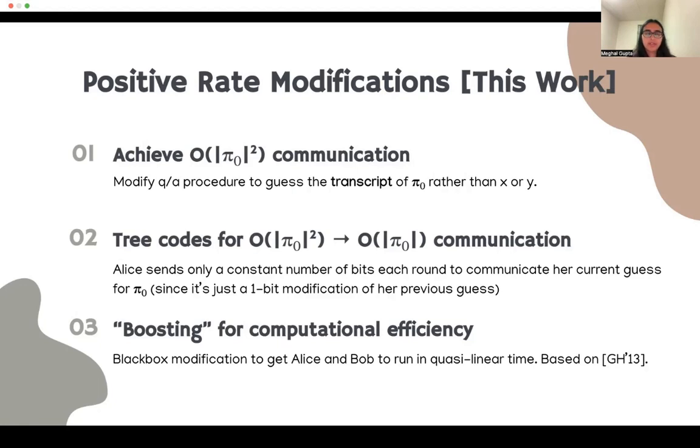The second step is going to be to use tree codes to go from pi naught squared to pi communication. And the general idea is that in each round, Alice is only going to send a constant number of bits instead of O of pi bits.